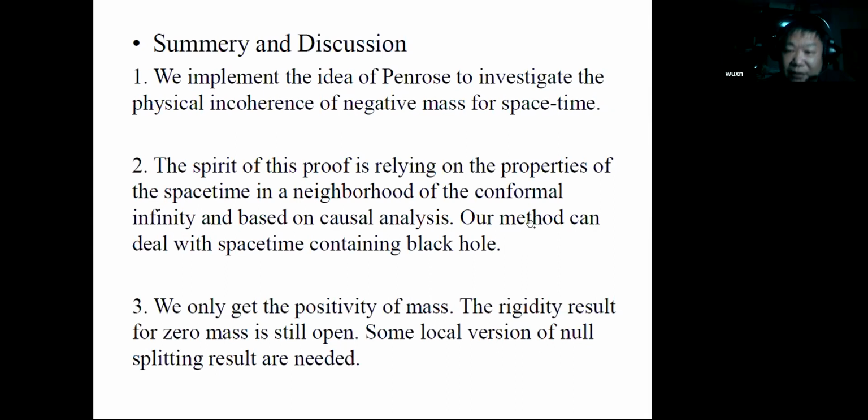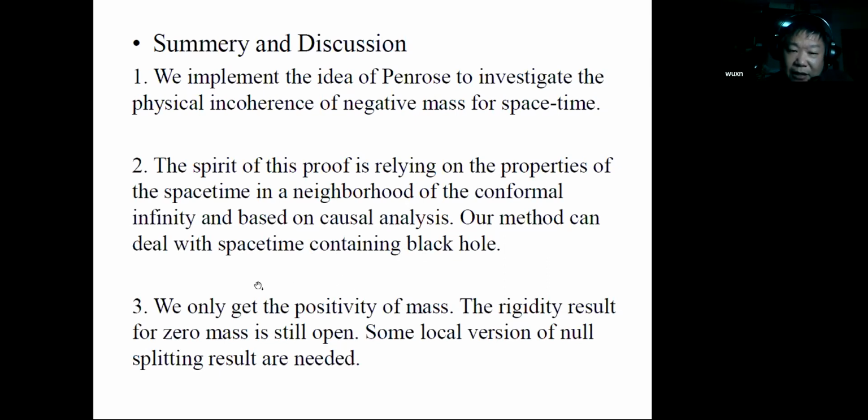So we don't need the whole spacetime to be simple. So our method can be used to deal with spacetimes containing black holes. So it's a little more general than the classical result.